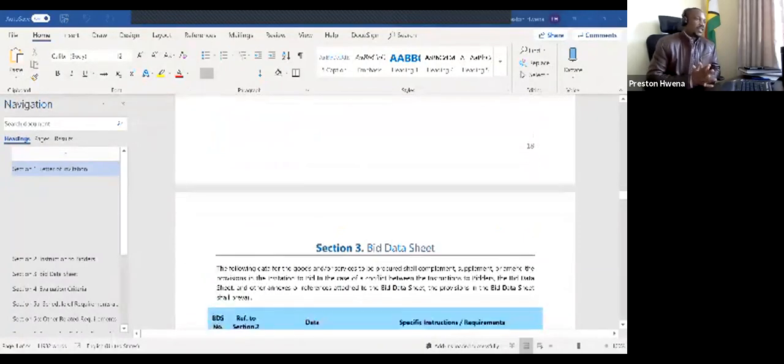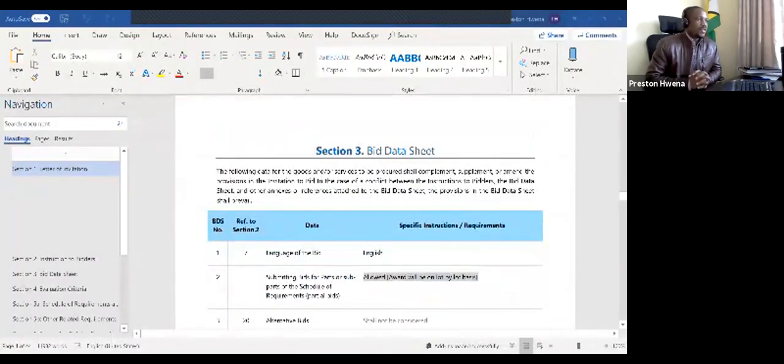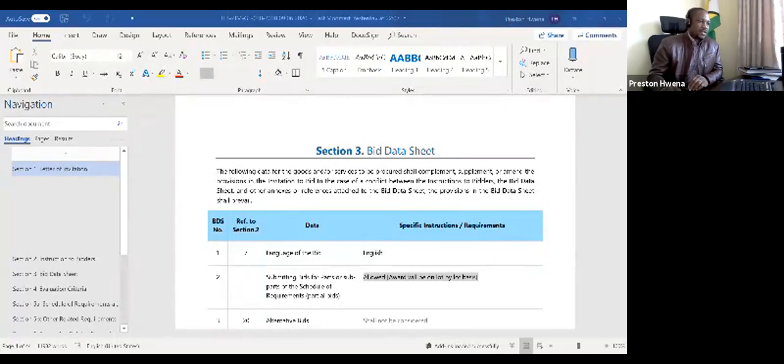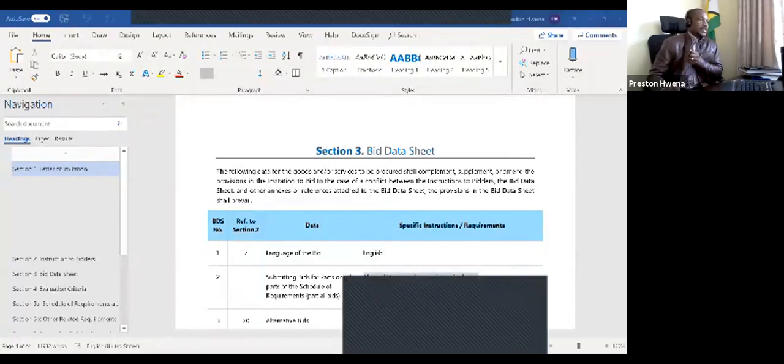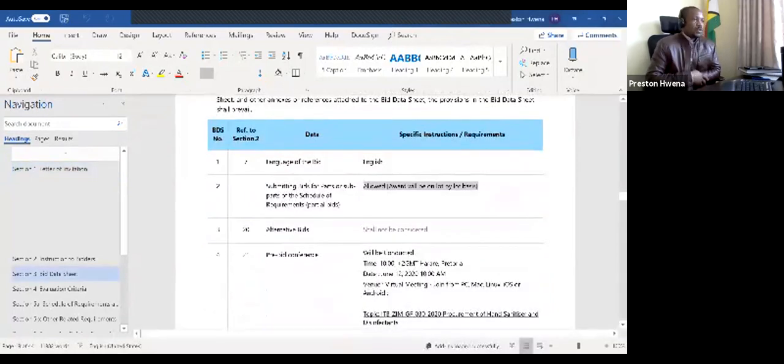Okay, so I'll go to section 3, where it talks about the bid data sheet. Generally, this bid data sheet just gives an overview of what is expected from the bidders in participating in this procurement process. So when we look at our bid data sheet, you see that the language we expect bidders to use is English. So please make sure that all the documents that you provide as supporting documents for this tender are all in English.